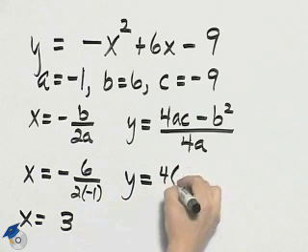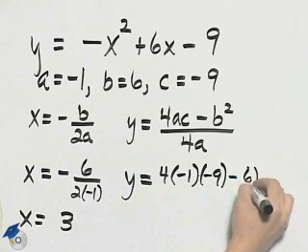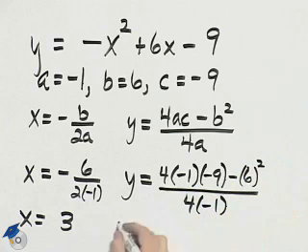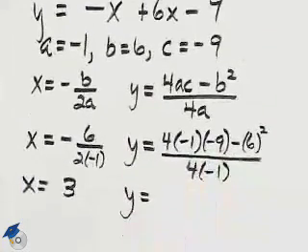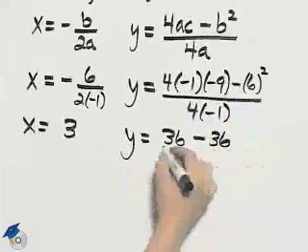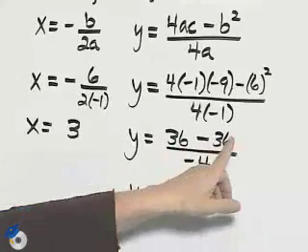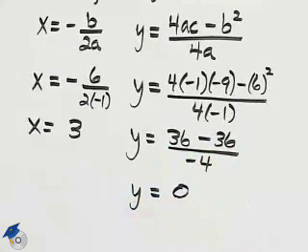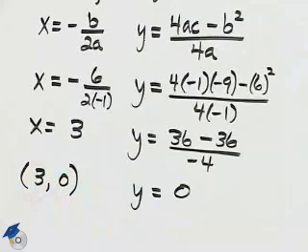We'll have 4 times -1 times -9 minus 6 squared all over 4 times -1. What we'll have in the numerator is 4 times -1 times -9, which is 36, minus 6 squared, which is 36. This is all over -4. Now we're going to have 36 minus 36, which is 0. And 0 divided by any number is just 0. So the coordinates for this graph are 3, 0.